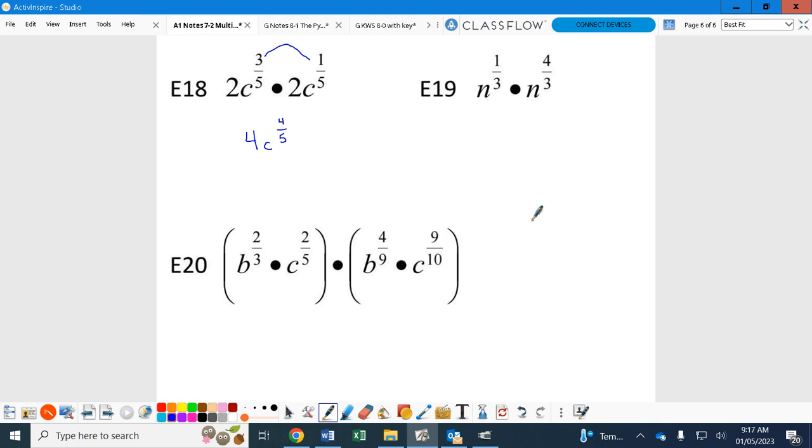Okay. Same thing on the next one. There's no numbers in front, so all you're doing is adding the exponents. What's 1/3 plus 4/3? 5/3. Again, your calculator will do it. If you have trouble with that, come see me up here at the desk. You got to ask me some questions on how to do that if you need to.